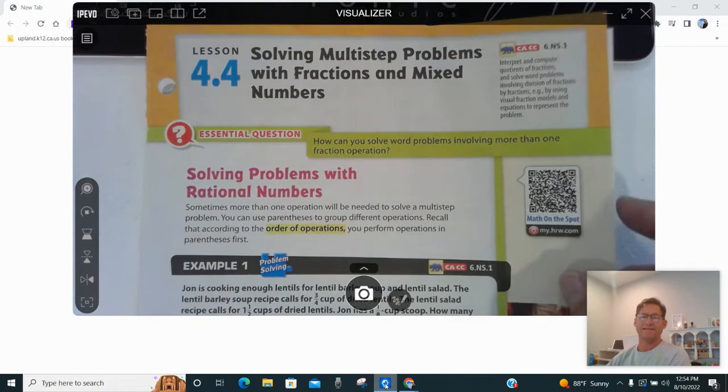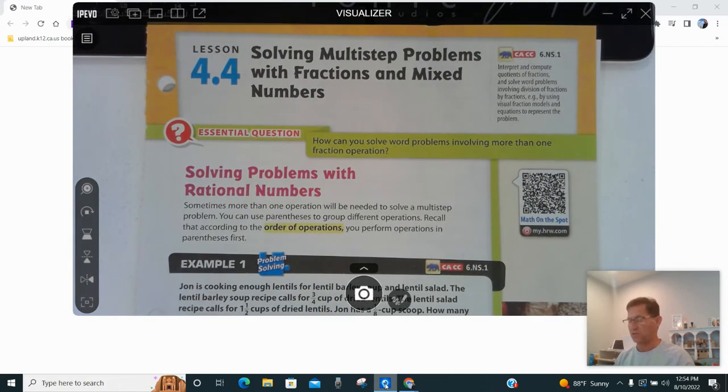Hello everybody. In today's lesson, we're going to continue with Module 4, Lesson 4.4, Solving Multi-Step Problems with Fractions and Mixed Numbers. We're on page 97 of the 6th grade Go Math textbook. So, solving problems with rational numbers.